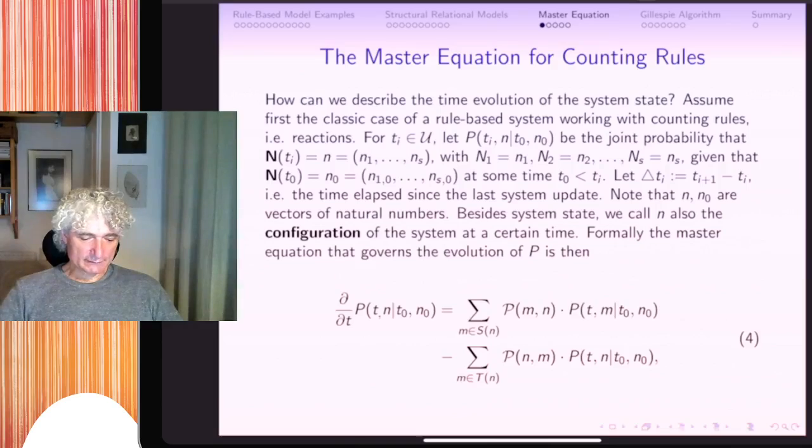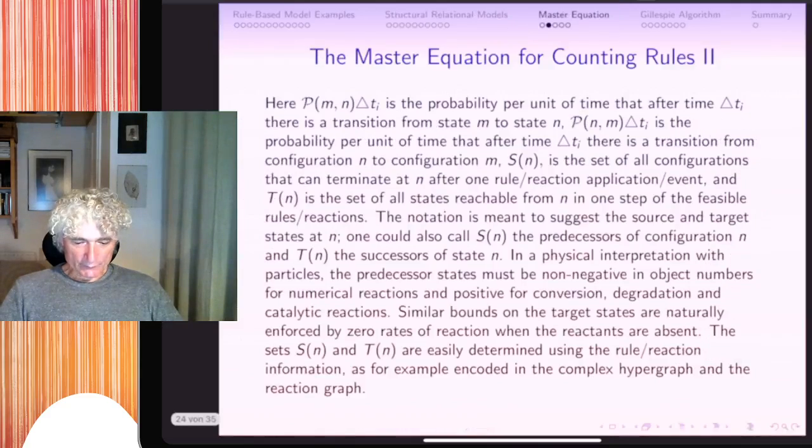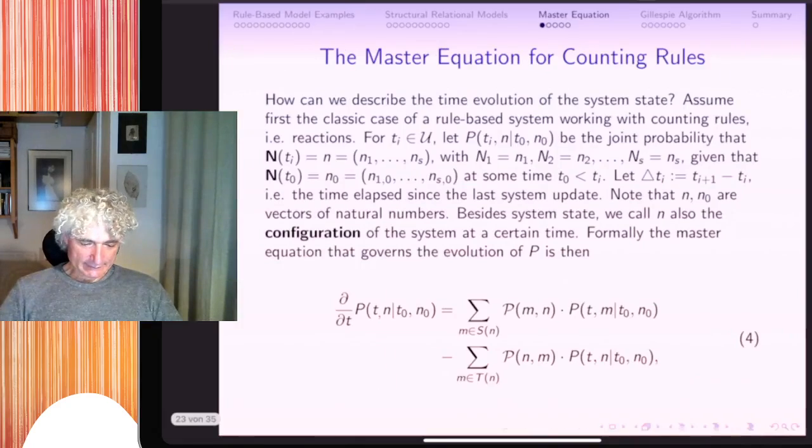So we have here the change of the probability that at time t we can find configuration n, where t0 and n0 had been the initial conditions when we started to look at the system. Now we look at all predecessor states S of n. So we look at states that can terminate at n. This is here, and this is of course like that.